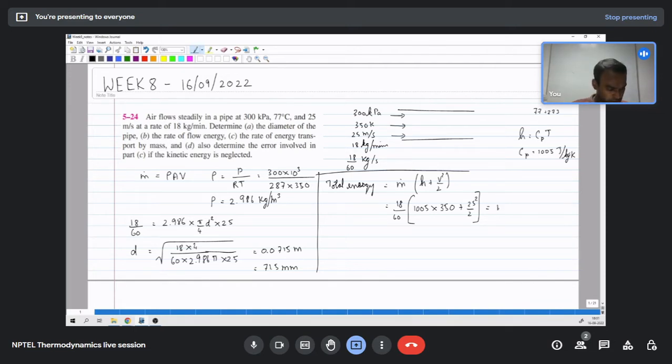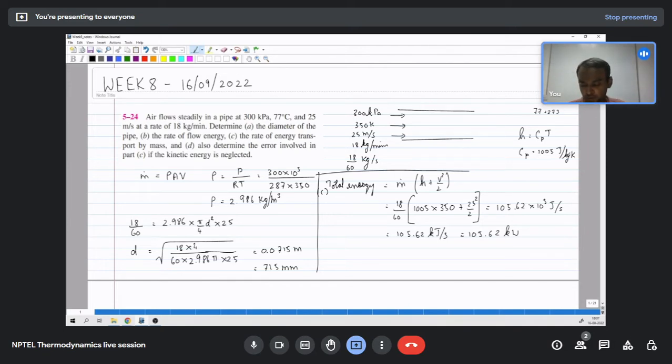So this is 105.62 into 10 power 3 joules, which is 105.62 kilojoules. Since m dot is in kg per second, this will be in joules per second, or it can also be written as 105.62 kilowatt. So this forms the third part of the problem, part C, and for part B we are supposed to calculate only the flow energy.